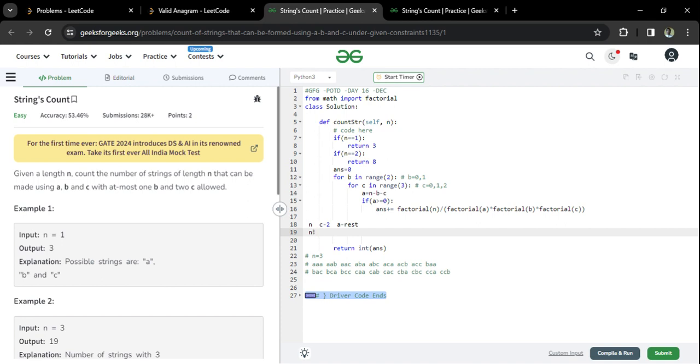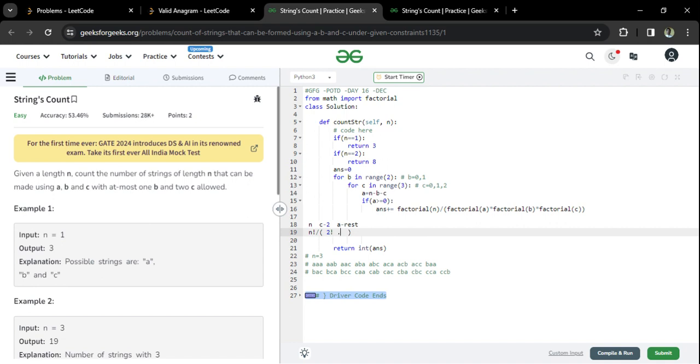N factorial divided by, because there are two c's, first of all let me open a bracket here. The division part will be slightly longer. N factorial, because n is the length of the string. C is present two times, so 2 factorial. Whatever is repeating, you basically have to divide by the factorial of that. Because c is repeating two times, I've given 2 factorial. The rest is a, and a is also repeating.